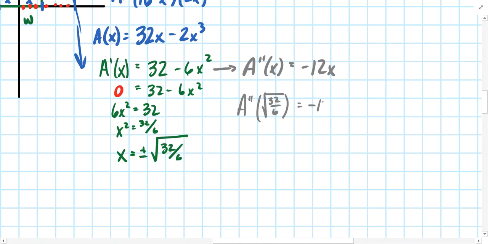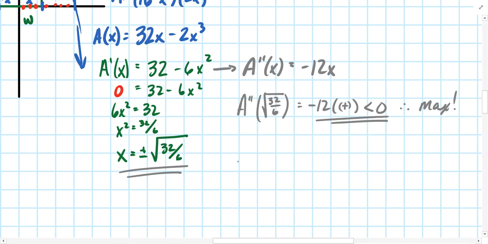Well, that's going to be a negative 12 times some positive number, and a negative 12 times a positive number is going to be less than 0, which is good, because when the first derivative is equal to 0 and the second derivative is less than 0, then we have found a maximum.